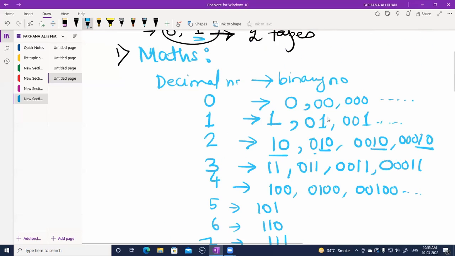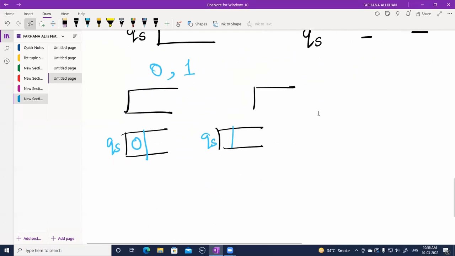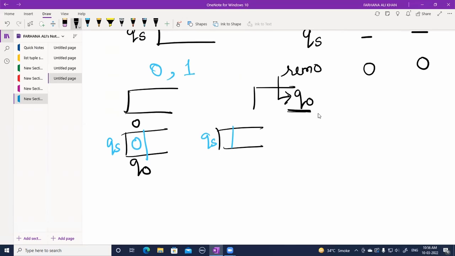What was the case with number 0? When number 0 was divided by 2, we got the remainder 0. So here we write that it is generating remainder 0. This is the scenario of remainder 0. For this remainder 0, we are giving the state name Q0. The string represented by Q0 is 0, and the output generated is remainder 0. The resultant state is Q0, and this is the output.